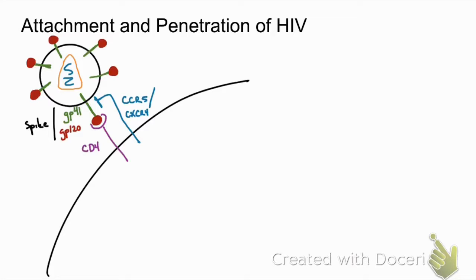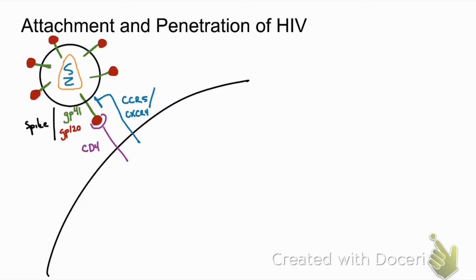Let's take a brief look at the attachment and penetration of HIV into its host cells, the T cells. In this example here, we can find the spike protein in green and red. The green represents part of the spike known as GP41 or glycoprotein 41, and the red represents the GP120. GP120 interacts directly by binding to CD4, which is found on the surface of T cells. GP41 will interact with one of 2 proteins, CCR5 or CXCR4.